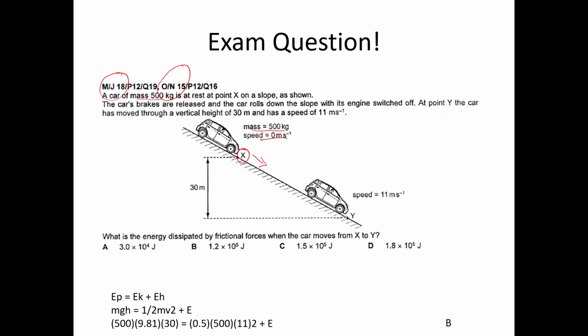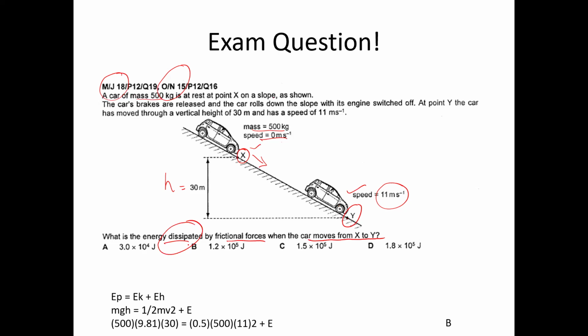At point Y, when it is moving down, the car has moved through a vertical height of 30 meters and has a speed of 11 meters per second at point Y. तो point Y के ऊपर body की speed कितनी हो जाएगी? 11 meters per second. Question says, what is the energy dissipated by the frictional forces when the car moves from X to Y? जब गाड़ी X से Y तक गई तो how much energy has been lost? मैंने आपको dissipated का word पहले बताया था. You can witness it is being used in the questions as well.